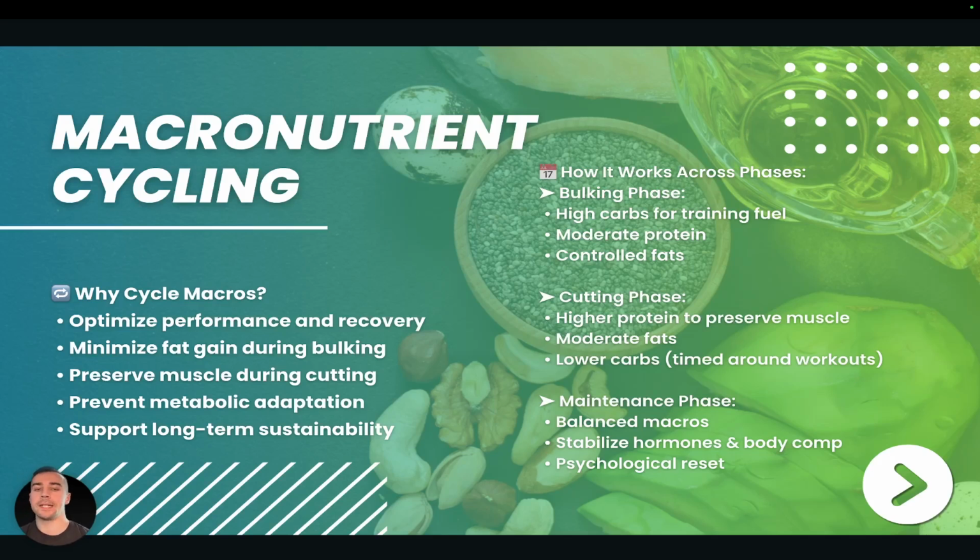In the maintenance phase, of course, it's very self-explanatory. You're having a pretty balanced macronutrient ratio overall. This is like what we just discussed when we're talking about recovery and deloading. If you're going through a deloading phase in your routine, then it can be beneficial to focus on maintenance in your overall nutrition. This is going to stabilize hormones and body composition, and provide a psychological reset, of course.